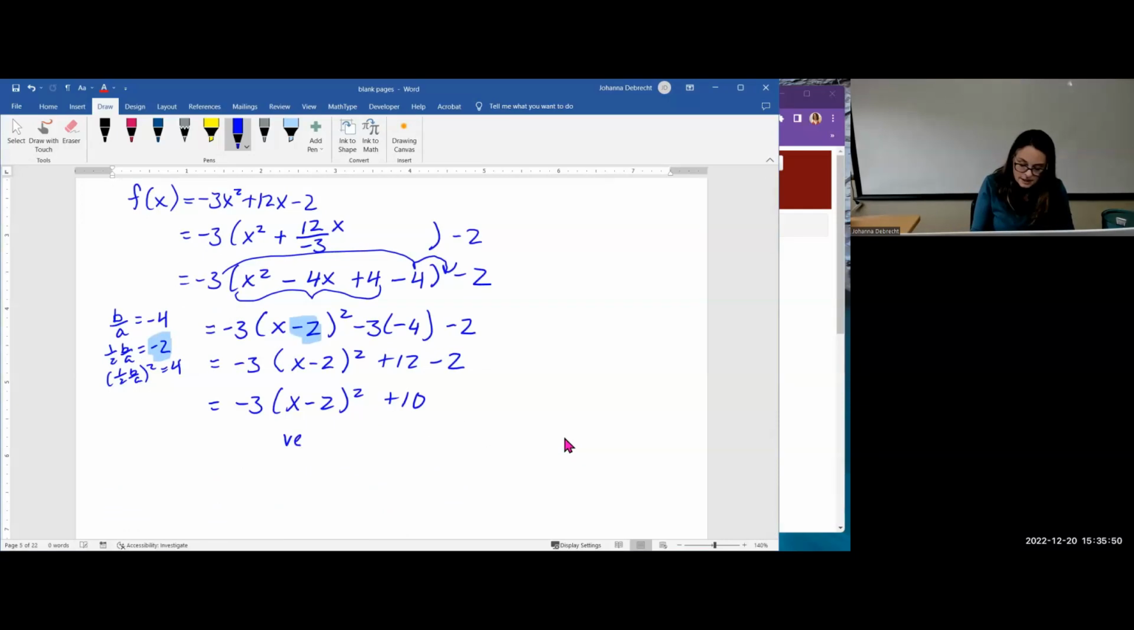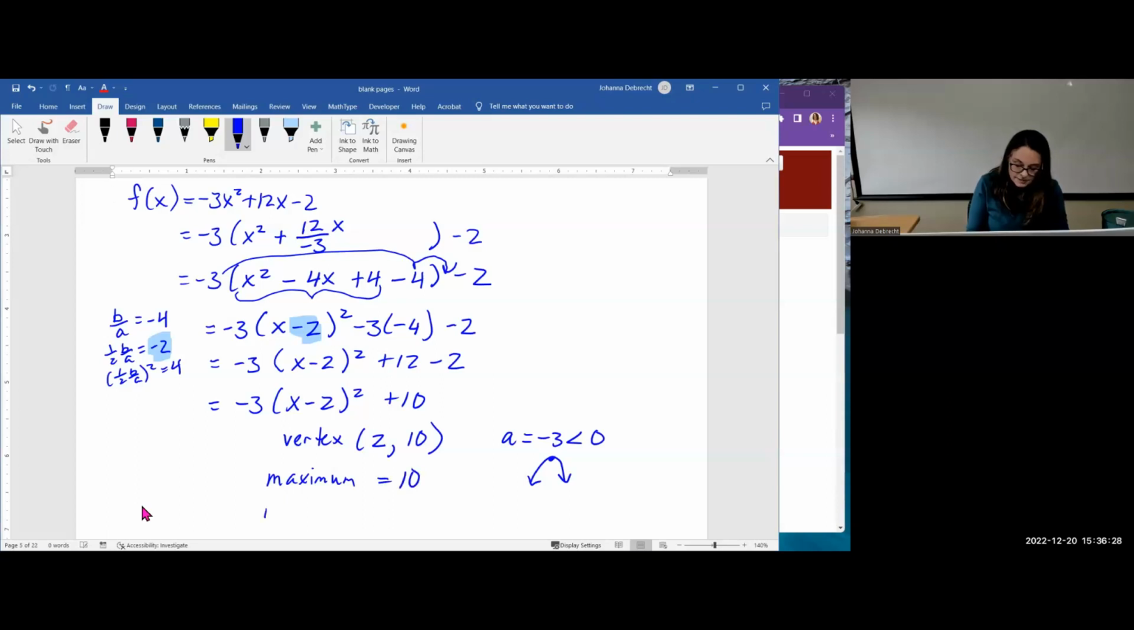So our vertex here is going to be opposite of what's sitting next to x, so 2, and exactly what's sitting outside the parentheses, the 10. So our min or max value is 10, but is it a min or a max? This time, a is negative 3. So since a is negative 3, which is less than 0, we know that it has to open down. And that means our vertex is a maximum. So our maximum value is 10.